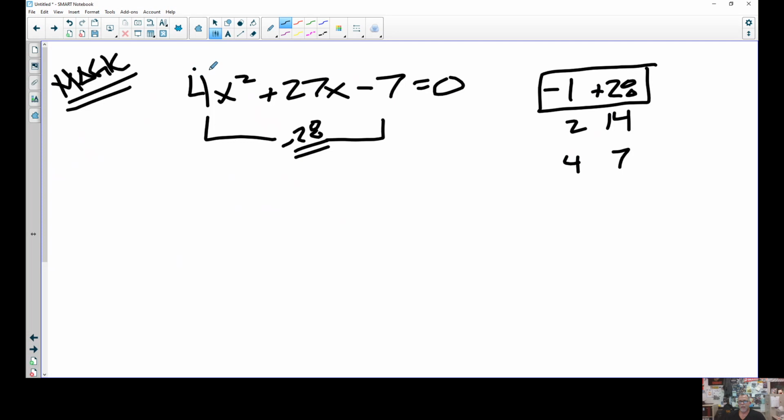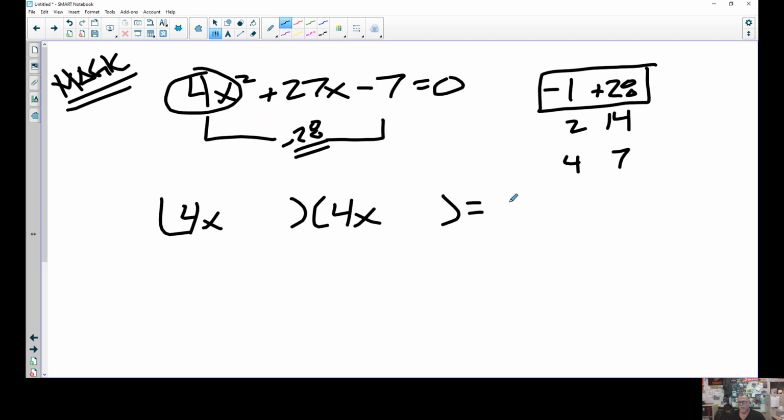What you do is take this. Again, we take this without the squared and put it in our parentheses to set up our binomials. All right, we do this. And we take these numbers, minus 1, positive 28. Now, if you know what you're doing here, you know this is not an answer. Because when I do 4x times 4x, I get 16x squared, not 4x squared. This is where the magic comes in. This is where the magic step is. It's right in the middle here.